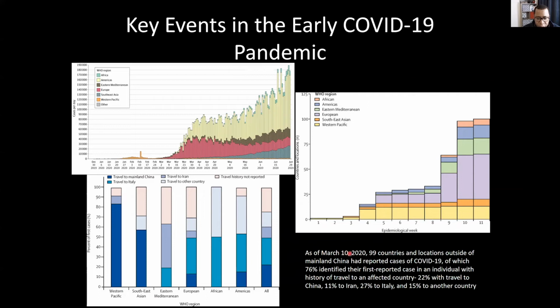So as of March 2020, 4 months in, almost half of the countries in the world and locations outside of China have reported cases of COVID-19, of which 76% identified their first reported cases in an individual with history of travel to an affected country. 22% had traveled to China, 11% to Iran, 27% to Italy, and 15% to a different country.